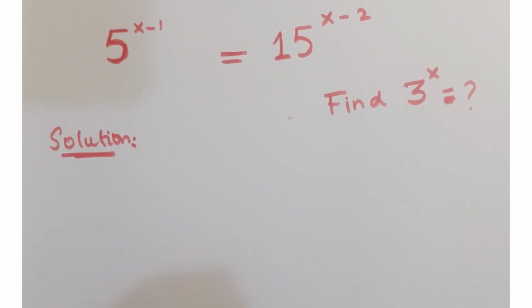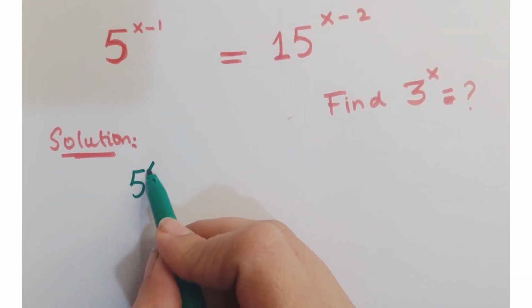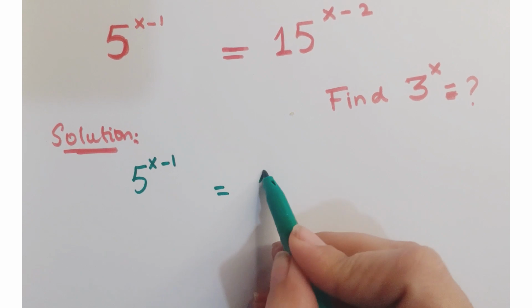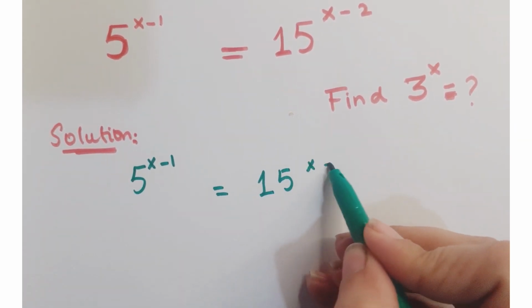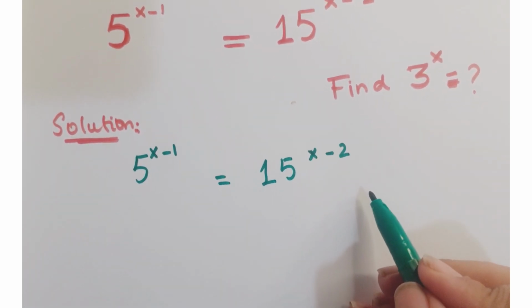Hi guys, look at this question. The question is 5 to the power x minus 1 is equal to 15 to the power x minus 2.